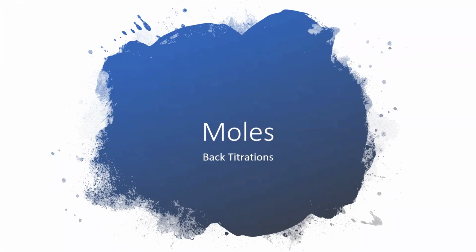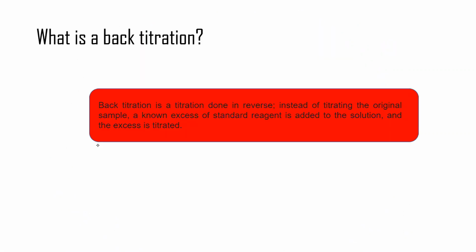Welcome to the seventh video on moles, the seventh video in this session, and we're going to be speaking about back titrations. So, what is a back titration? A back titration is a titration done in reverse. Instead of titrating the original sample, a known excess of a standard reagent is added to the solution, and the excess is titrated. So pretty much, you are not doing one titration, but rather you are doing two.